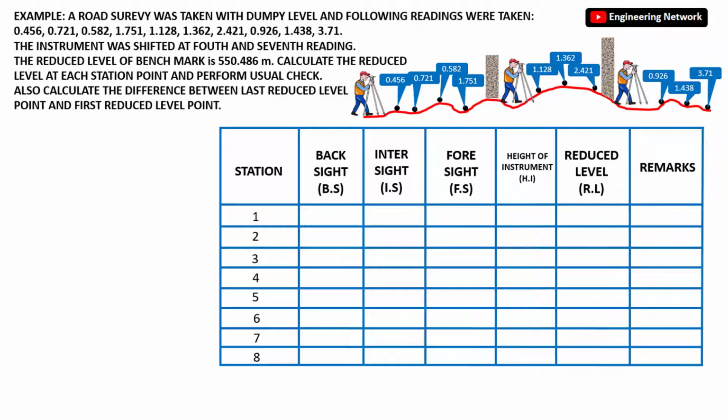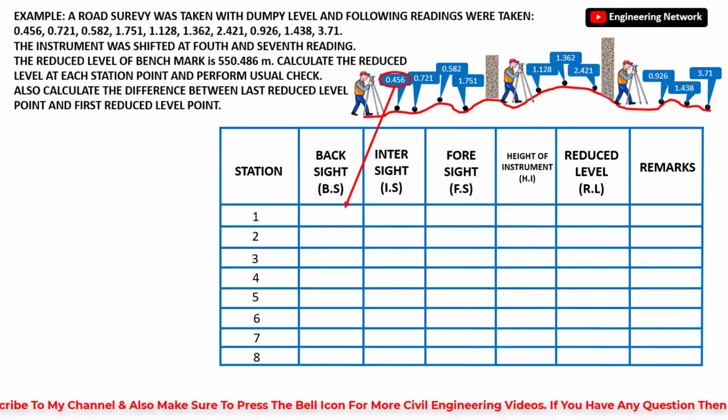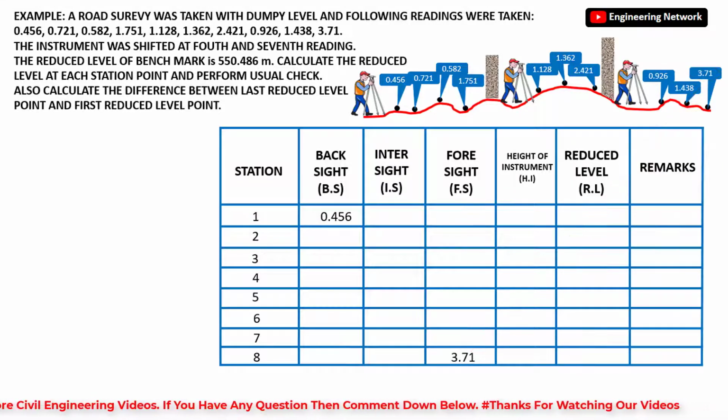Now actually these numbers are the station points, which means that in this road survey, I have taken 8 station points. Remember that the first reading will always be the backsight and the last reading will always be the foresight. So here the first reading is 0.456, which is the backsight, and the last reading is the foresight, which is 3.71. And here I will write BM, which stands for benchmark.